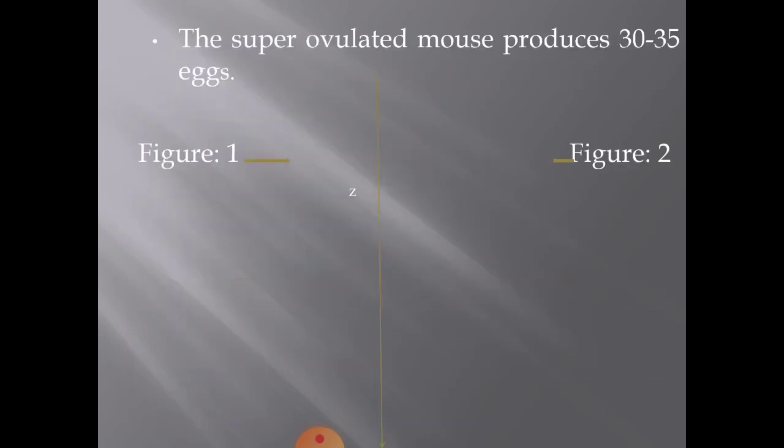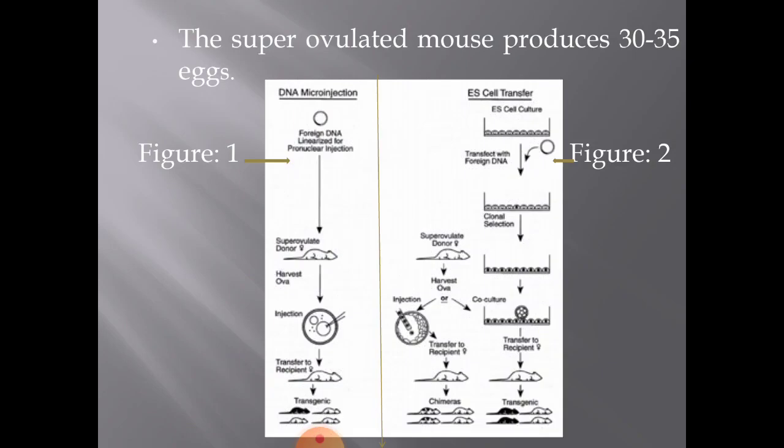The superovulated mouse produces 30 to 35 eggs or even 40 eggs. So on one side you have the superovulated mouse, which will release 30 to 35 eggs. Then figure 1 will depict the protocol of production of transgenic mice through DNA microinjection.